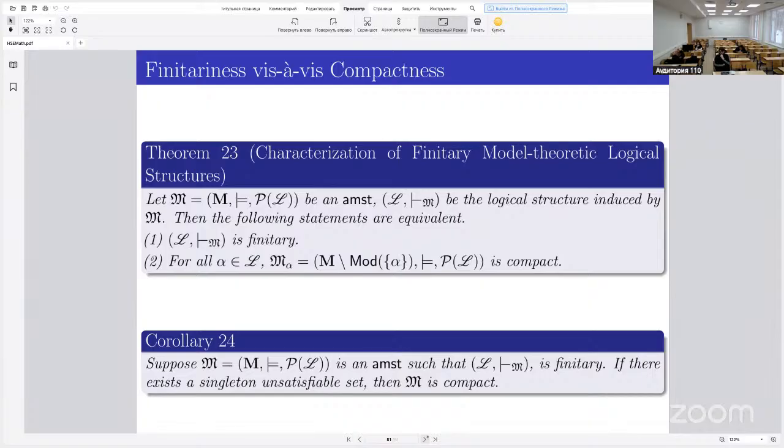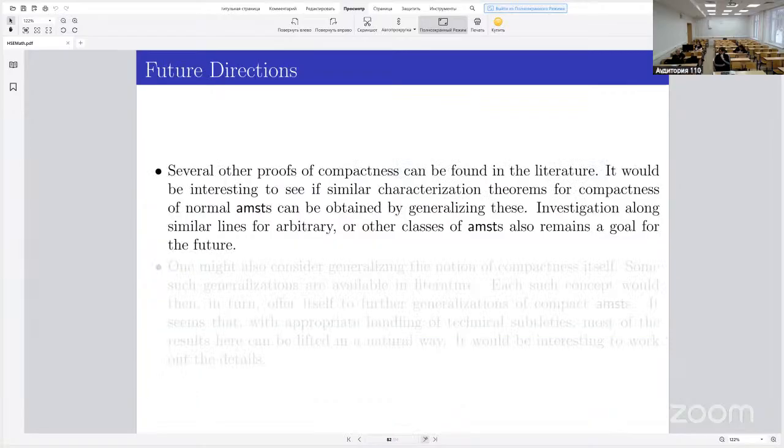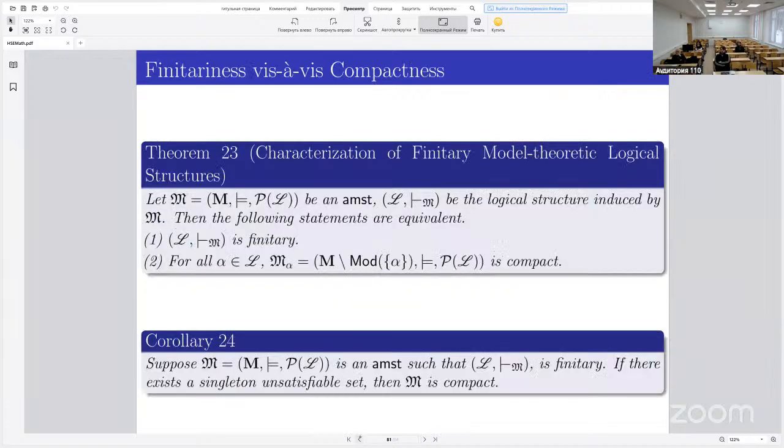Okay, so yes, now the future. Does singleton in this context mean a set that consists of one element? No. I'll just say what I want to say. It means that if in the logic there exists a singleton unsatisfiable set, like some alpha. So a singleton set is a set that contains a single element? Yes, exactly.